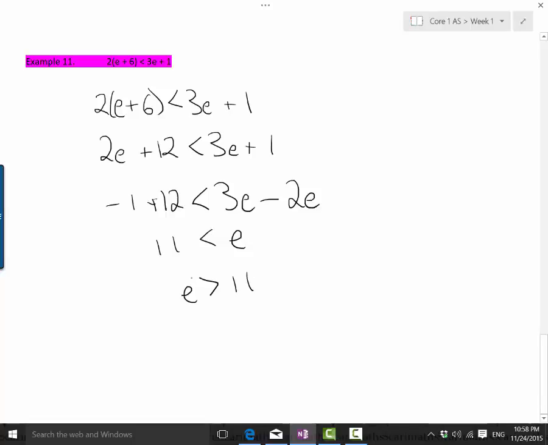Remember, you can pause and rewind at any stage, try and get your head round it, but for the moment that's the end of this lesson. Thanks now.